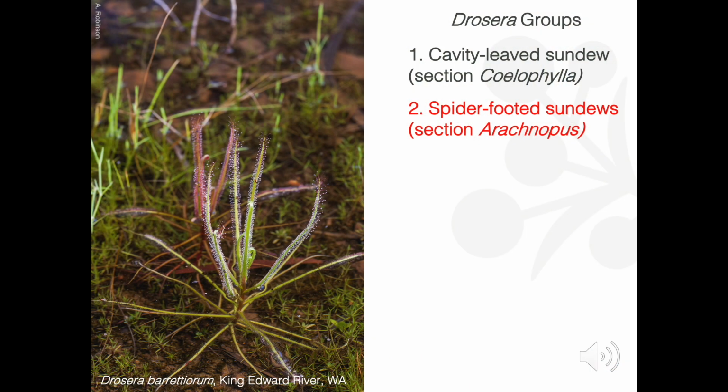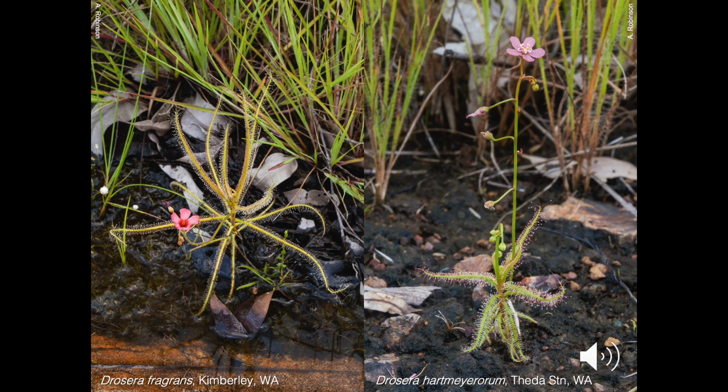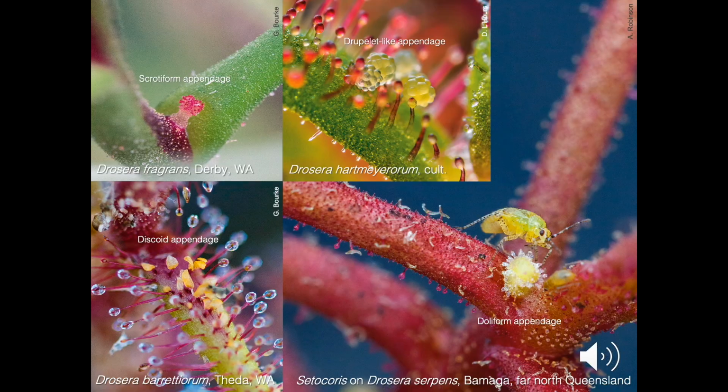The second group of sundews is section Arachnopus, the spider-footed sundews, so called because of their long, spider-leggy growths. This group of 10 species is mainly found in the tropical north, with a few species creeping down into the subtropical and arid zones, including one site on the northern border of Victoria. All 10 species have the same overall form, but differ in relative proportions and flower form, but especially in terms of their glands and trichomes, as the next slide shows.